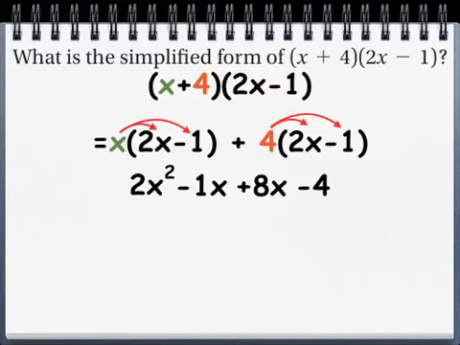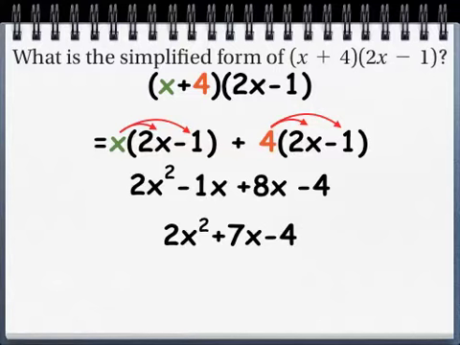Now that I've distributed x and 4 into 2x minus 1, I'm left with 2x squared minus 1x plus 8x minus 4. I'm not quite done with this problem yet because if you look, negative 1x and 8x are going to be like terms. They both have x to a degree of 1. And so I need to combine them. Negative 1x plus 8x is 7x. So I'm going to leave my 2x squared alone, and then I combined my negative 1x plus 8x is 7x minus 4. So my final answer is 2x squared plus 7x minus 4.